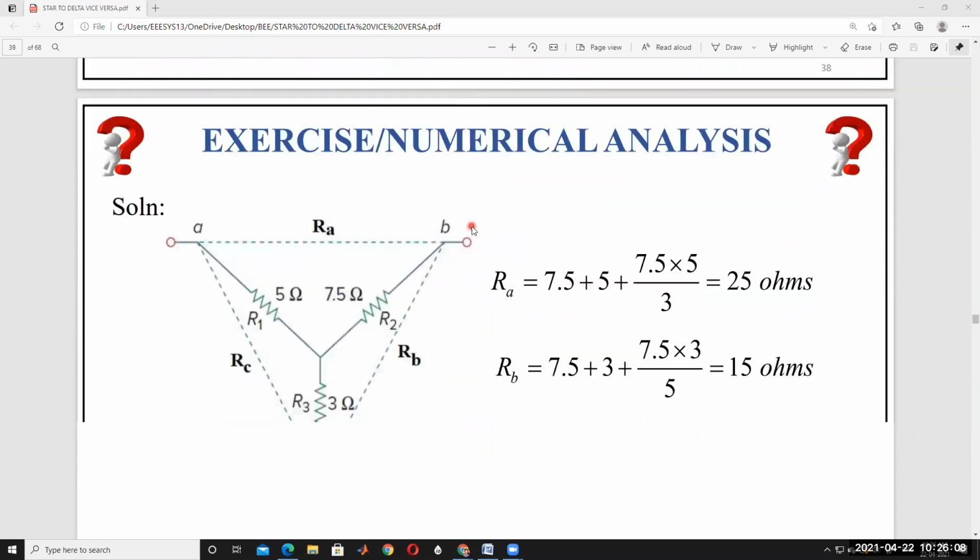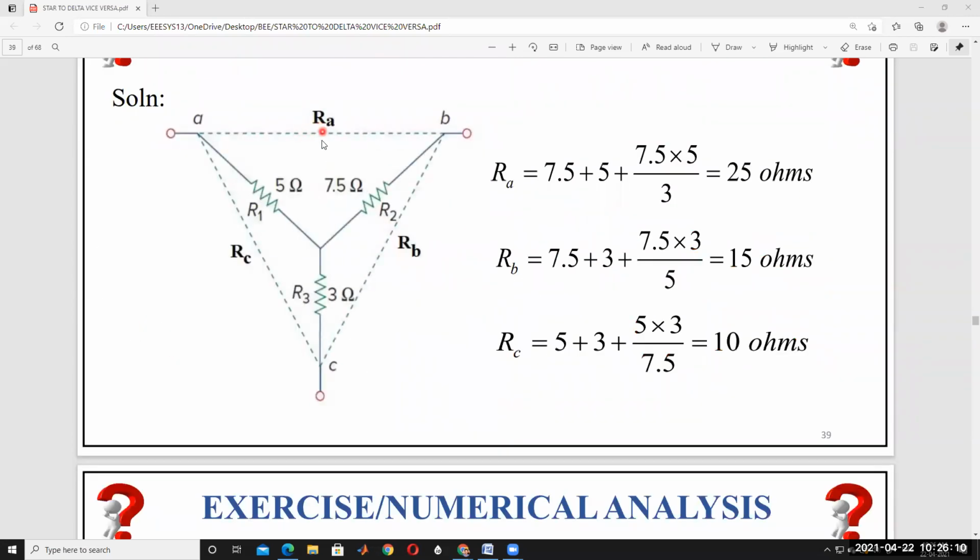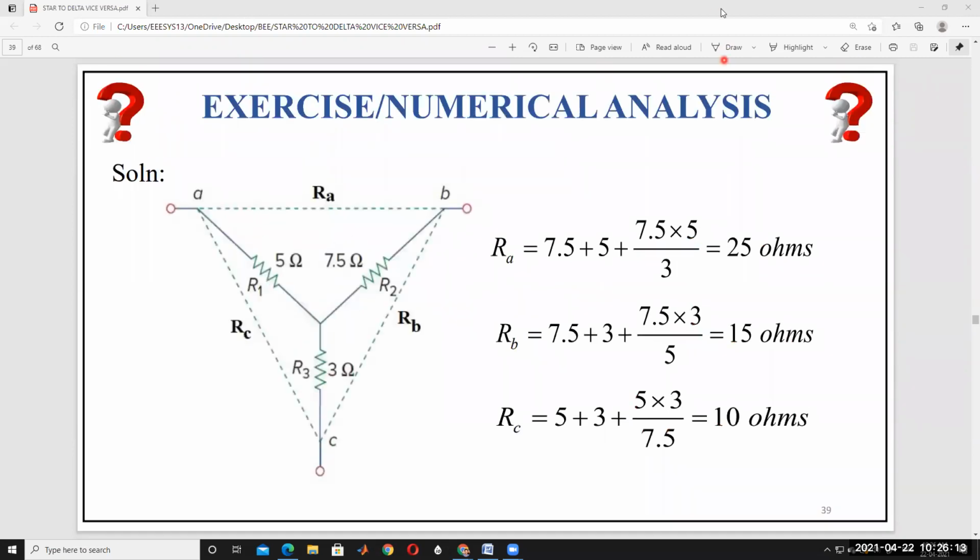Understand? So like this, RA is equal to 5 plus 7.5, these two resistances, and the multiplication of these two resistances by the remaining third. So we will get 25 ohms. Similarly, RB also, addition of these two, R2 plus R3, that is 7.5 plus 3, and the multiplication of these two, 7.5 into 3 divided by the remaining resistor, that is called 5. So we'll get 15 ohms.